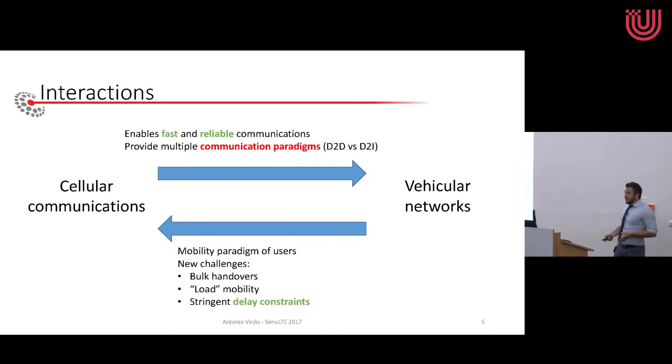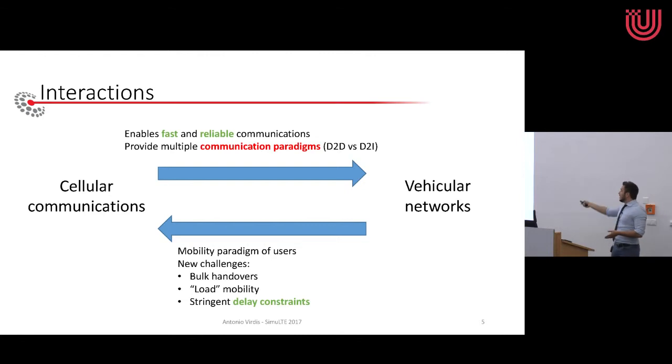So here we have the interaction between those two elements. We have on one side, as we said, cellular communication, and on the other, vehicular networks. On one end, cellular communication can provide fast and reliable communication to the vehicles, and at the same time, it can provide multiple communication paradigms. As we saw, we can have direct communication, communication with the infrastructure, and stuff like that. All of this is very important and can be done in a plug-and-play manner because the network is already there. You do not need to develop your own ad hoc solution for your vehicles. And you already have security and stuff like that.